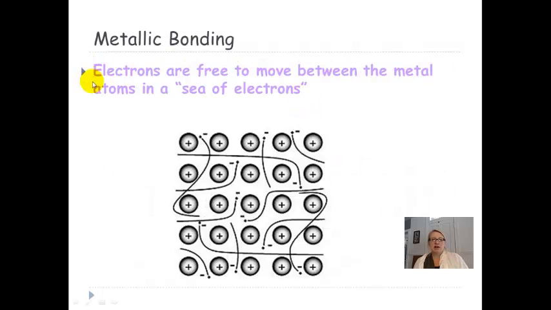In metallic bonding, remember, electrons are free to move between the metal atoms, and so you have what we call a sea of electrons. They don't really belong to any one nucleus, they're shared between them all.